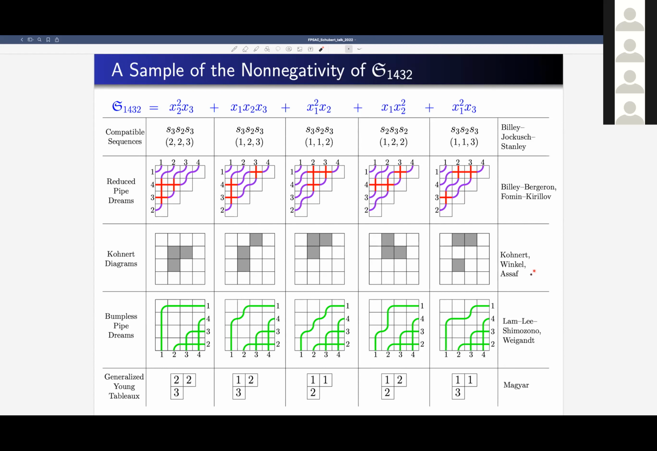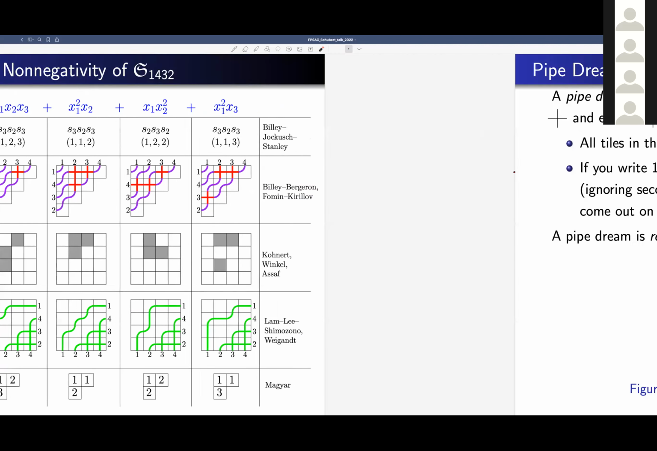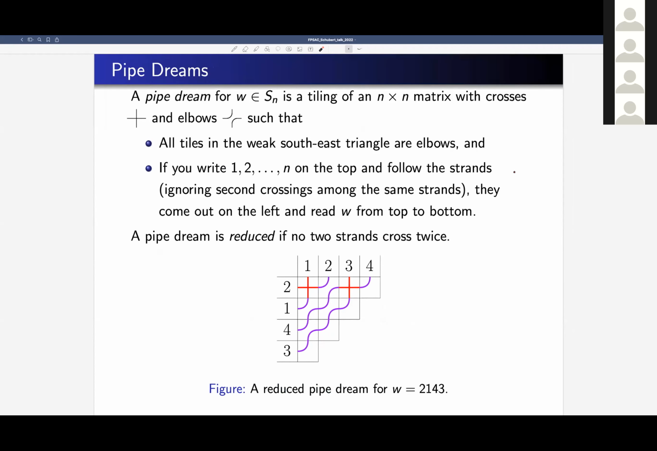Then there were corner diagrams, or there are corner diagrams. Newly, there is bumpless pipe dreams, really exciting. And I personally love Mozart's not so widely used combinatorial model that generalizes the Young tableau definition of Schur polynomials that we have seen. But we'll mostly be dealing with reduced pipe dreams today. So I better define them.